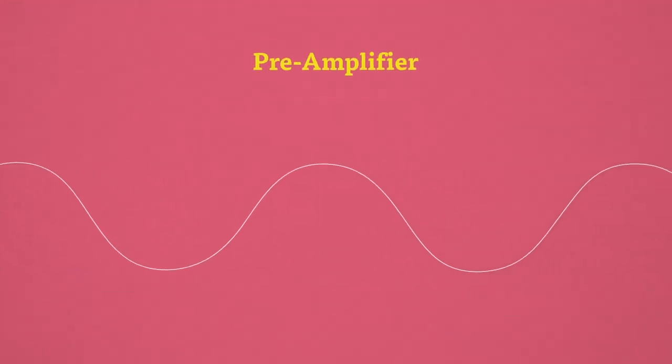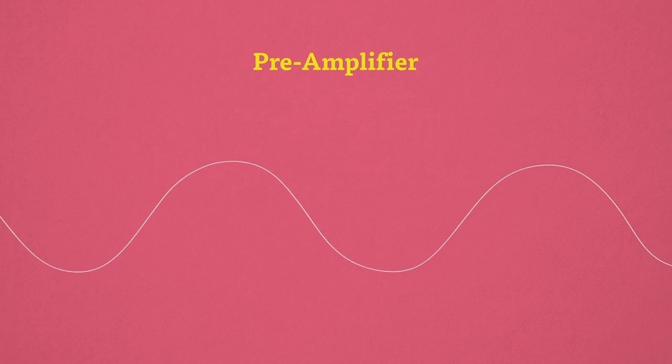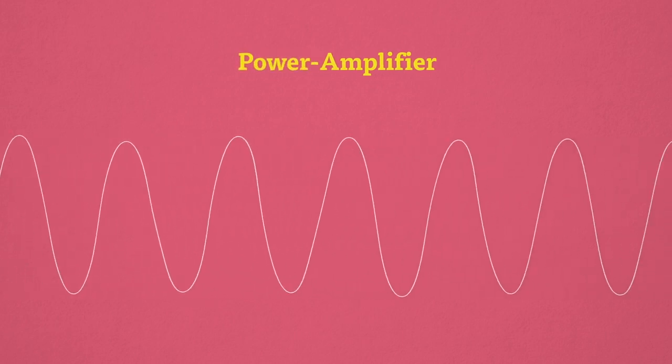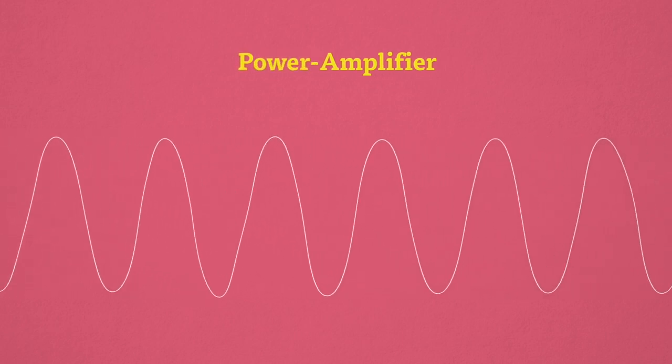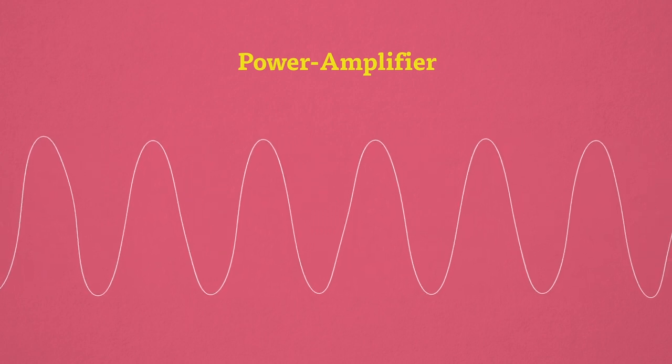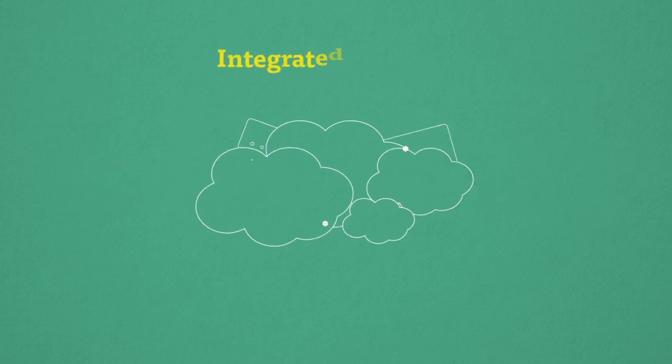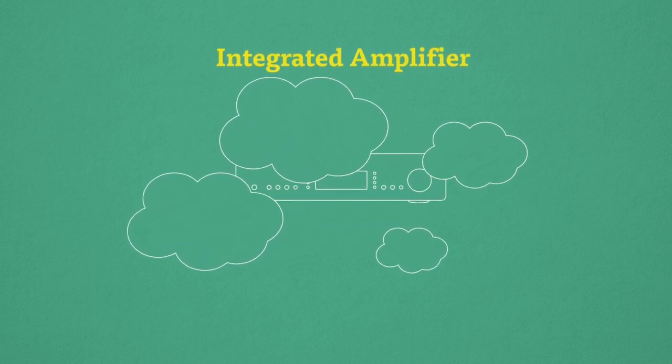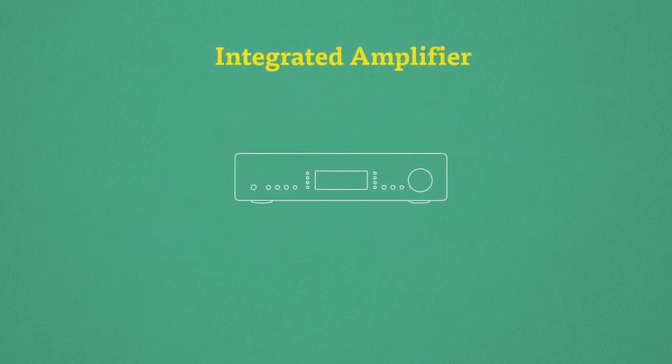A preamplifier takes the low-level audio signal from your source and prepares it for the power amplifier. The power amplifier then gives the sound that extra drive needed for it to be heard through the speakers. Alternatively, if you don't have the budget or space for these two separate units, an integrated amplifier combines both of their jobs into one convenient box.